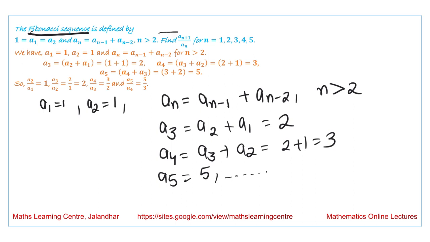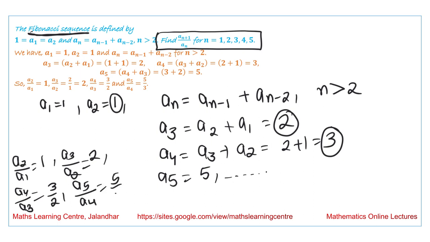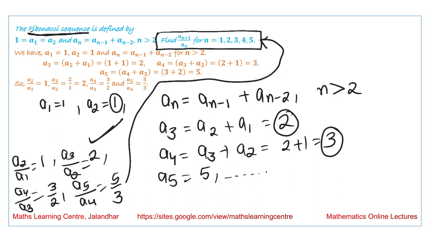Now what we have to do is find the value of an plus 1 over an. So we write a2 by a1, that will be 1, a3 by a2, that will be 2, then a4 by a3, that will be 3 by 2, and a5 by a4, that is equal to 5 by 3. So we have to calculate these values for n is equal to 1, 2, 3, 4, 5. So these are the required answers in this case.